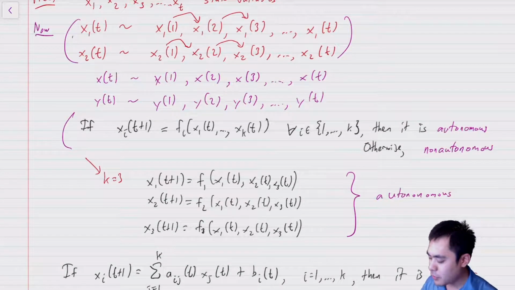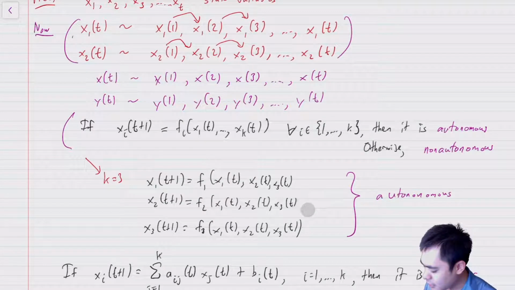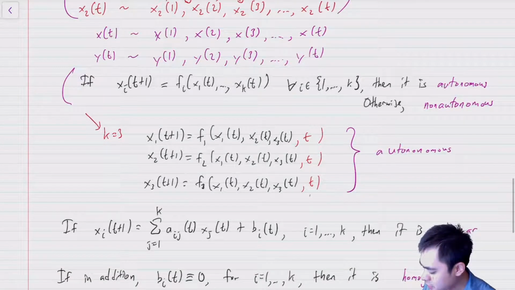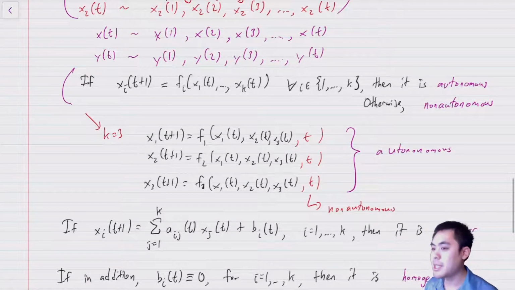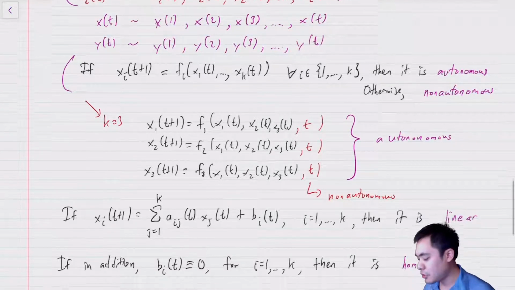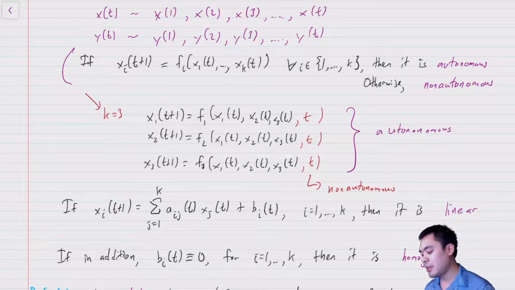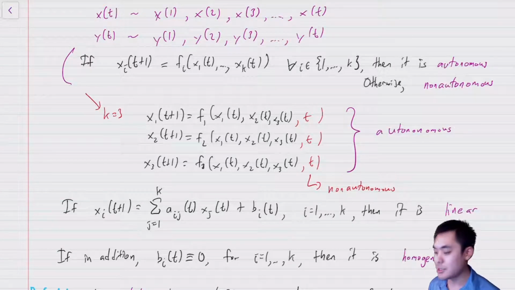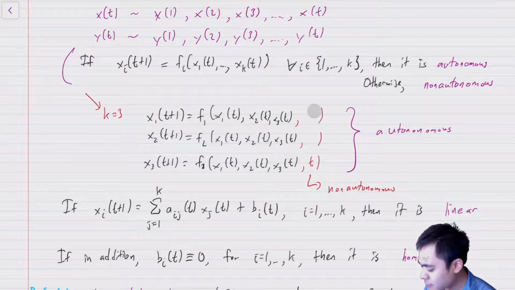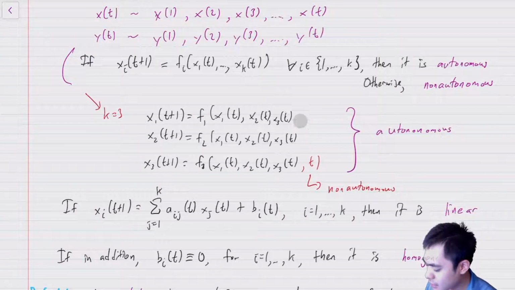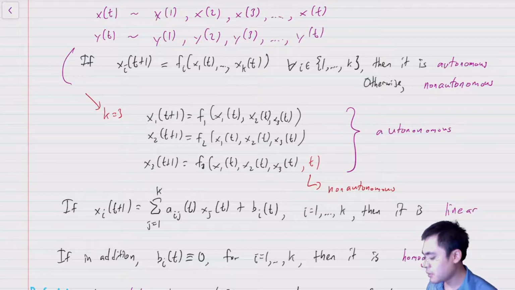Now, of course, if we were to add in a t dependence here, then all of a sudden that makes it non-autonomous again. So it's the same principle as with just a single difference equation. If there's an explicit t dependence, then it's non-autonomous. It's actually still non-autonomous even if only one of them has an explicit t dependence. So even if you were to do this, that would make it non-autonomous.